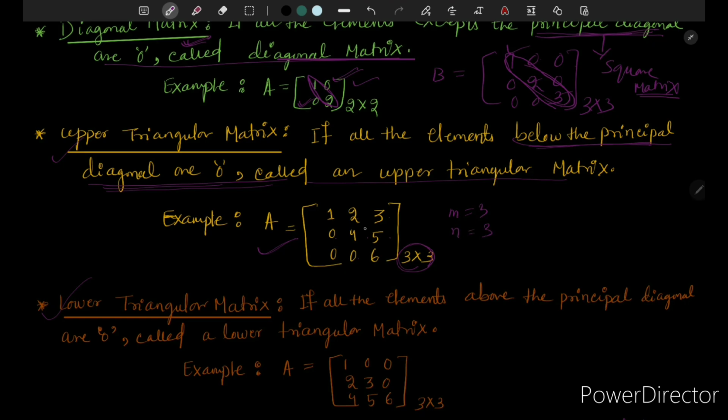So here you can see that this is the principal diagonal, the principal diagonal elements are 1, 4, 6, and this is the lower part of the diagonal, and these are the upper part of the diagonal. So here you can see the elements below the diagonal are 0, and this type of matrix is called an upper triangular matrix, and this is also a kind of square matrix.